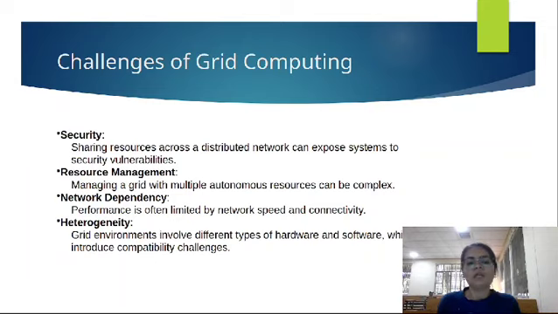Network dependency: performance is often limited by network speed and connectivity. If one machine is slow and others are fast, the fast machines finish their work and wait for the slow machine to complete its work to aggregate the final output. Heterogeneity: a grid environment involves different types of hardware and software, which can introduce compatibility challenges. We have different machines working on that task. If one machine's hardware is different from another machine's hardware, then there is a compatibility issue in aggregating the output.